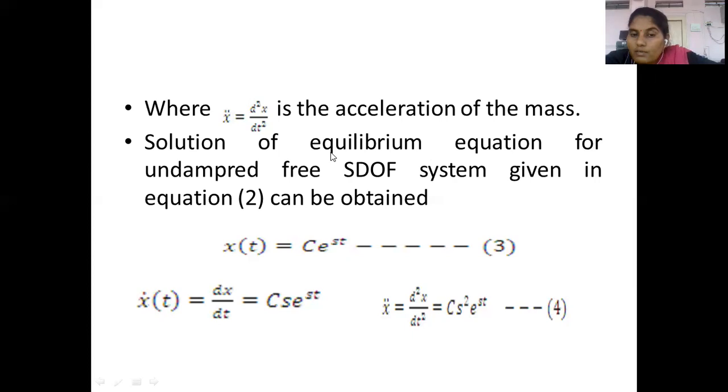Okay, so what is the derivative of c into e raised to st? Can anyone please tell me?